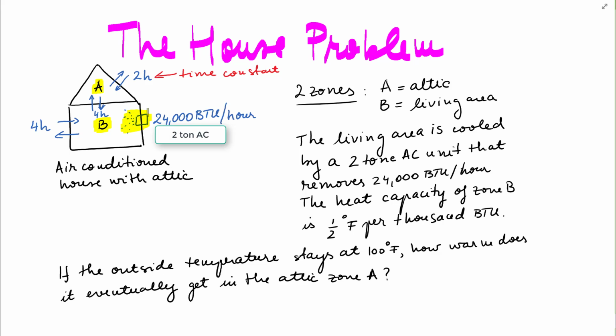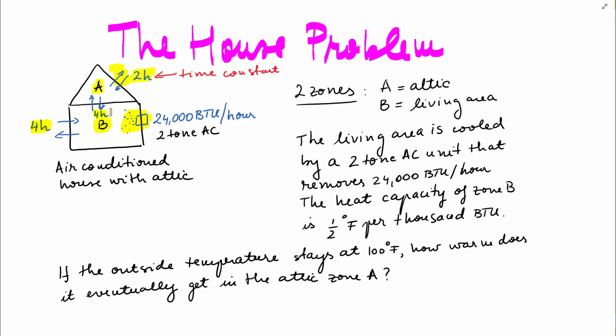The time constant for heat transfer between zone A and outside is 2 hours. The time constant between zone B and outside is 4 hours. And between the attic and the living area, it's 4 hours. If the outside temperature stays at 100 degrees Fahrenheit, how warm does it eventually get in the attic zone A?